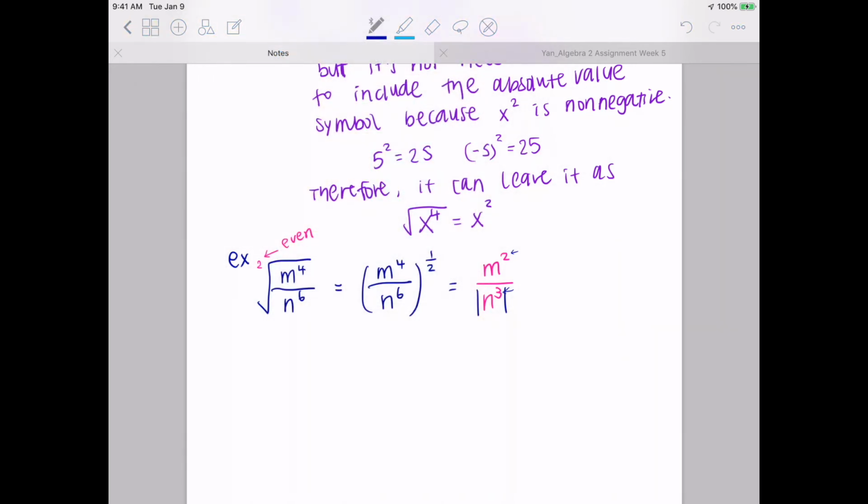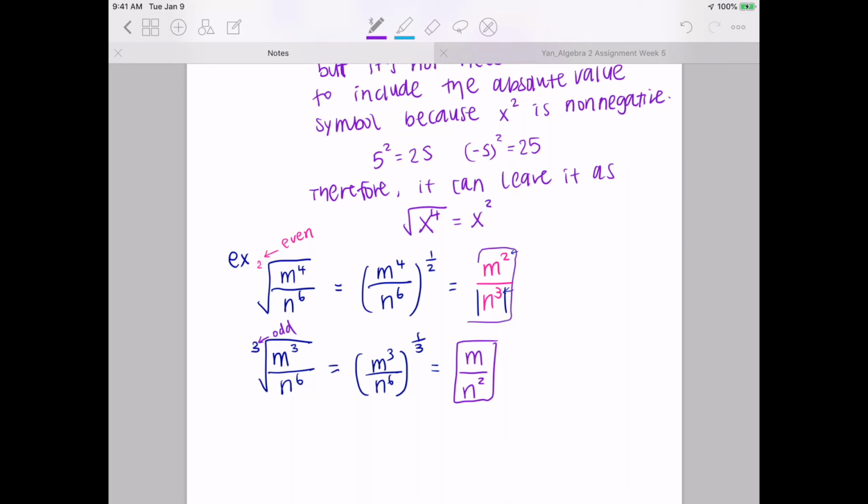Let's do the cube root of m to the 3rd power over n to the 6th power. We write 1/3, m to the third over n to the 6th power. Okay, so if I put the 1/3 into each of them, I have m to the 1, which is invisible, over n to the 2nd power. Okay, since this number right here is odd, I don't need to do any absolute value. That's already my answer.